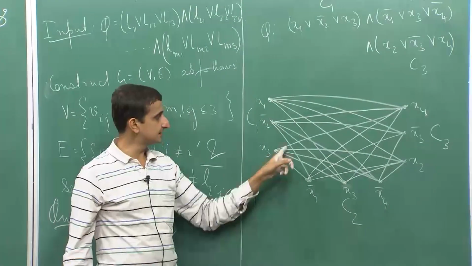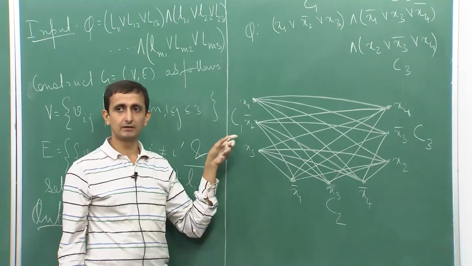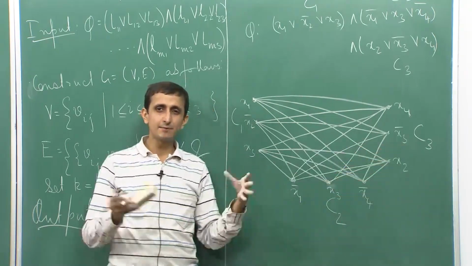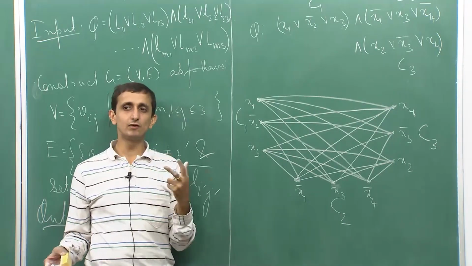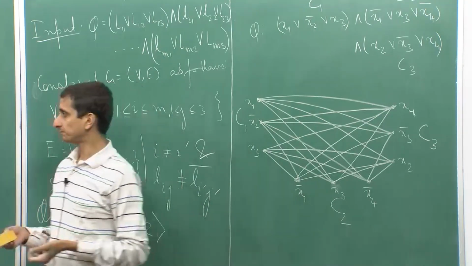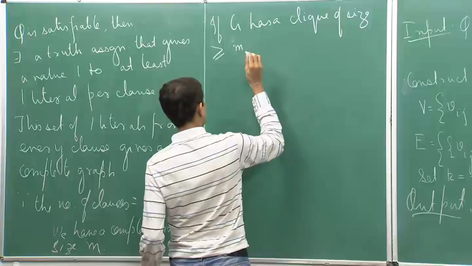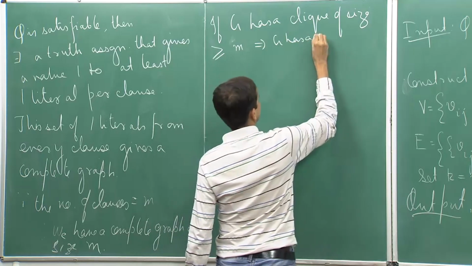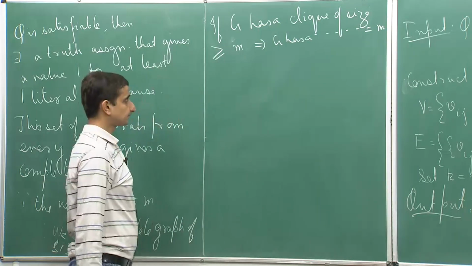if you look at the vertices corresponding to only one clause, there is no edge between them, and the number of clauses is equal to m. So, the maximum size of a clique can only be m. If I have m plus 1 vertices, then there are at least 2 vertices from the same clause by pigeonhole principle, which cannot be possible. So, if G has a clique of size greater than m, then it implies that G has a clique of size equal to m.